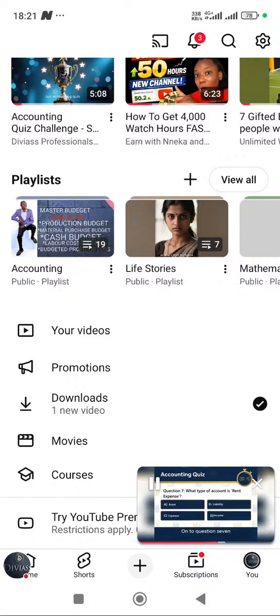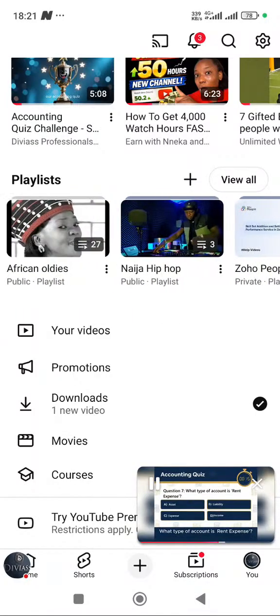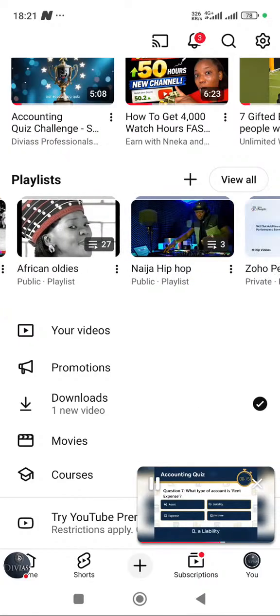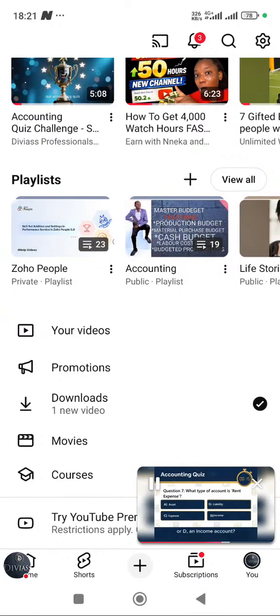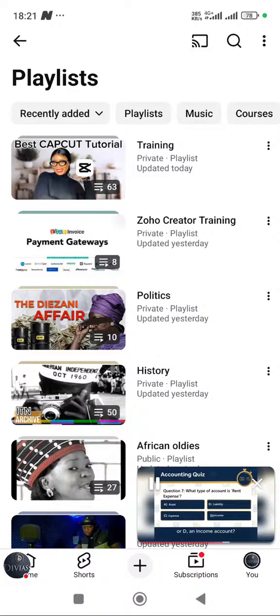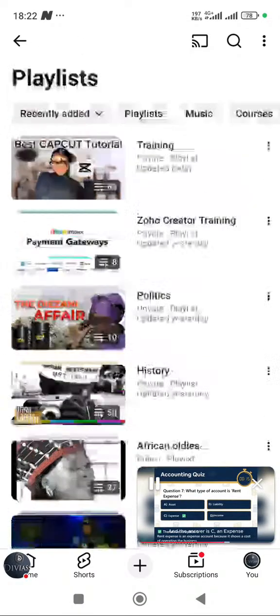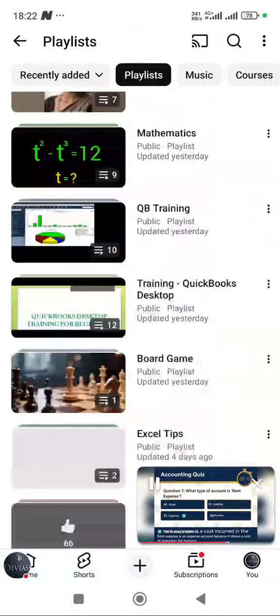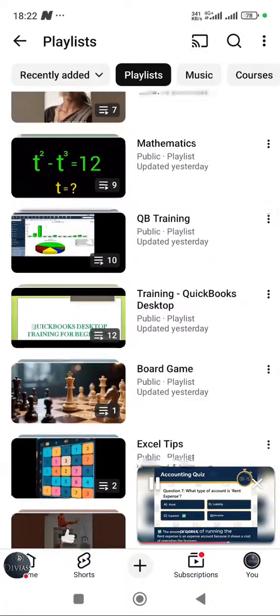On to question 7. What type of account is rent expense? Is it A, an asset, B, a liability, C, an expense, or D, an income account? This should be a quick one. And the answer is C, an expense. As the name suggests, rent expense is a cost incurred in the process of running the business.